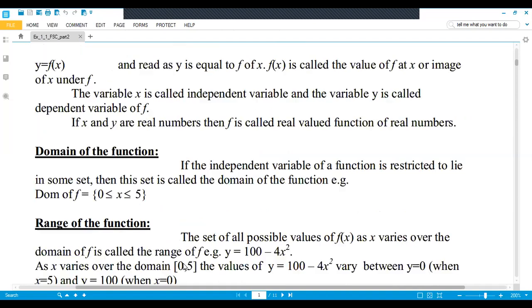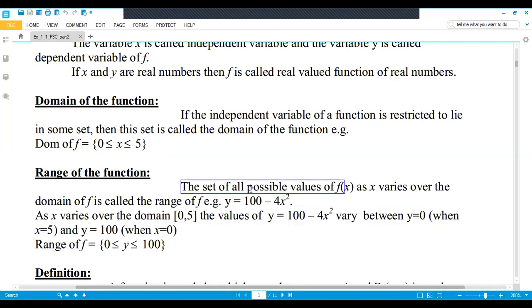So what is the range of a function? The set of all possible values of f of x as x varies over the domain of f is called the range of a function. How? For example, if you have a function y is equal to 100 minus 4x square, when you put the value of x, the range is given, for example in this case, from 0 to 5. So if you put the value of x, automatically you will get the value of y.